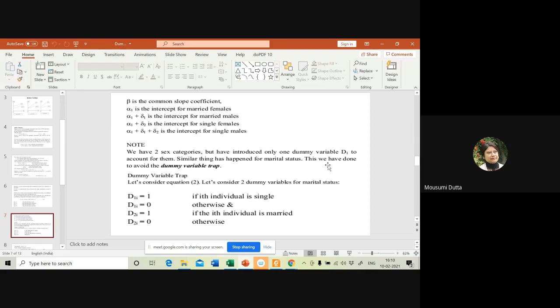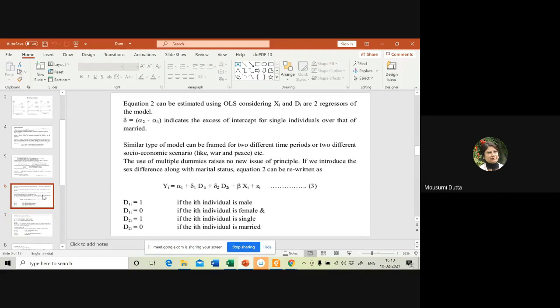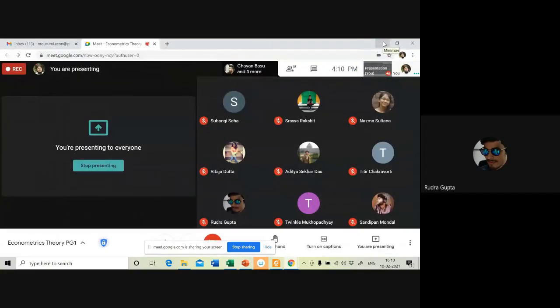Okay, to understand this, first tell me whether you are understanding this equation or not. Everybody is understanding this? How to incorporate a number of dummy variables to generate different intercepts and thereby different groups? Is it okay to all of you? Yes, ma'am. Sraya, is it understandable? Yes, ma'am. Very good.